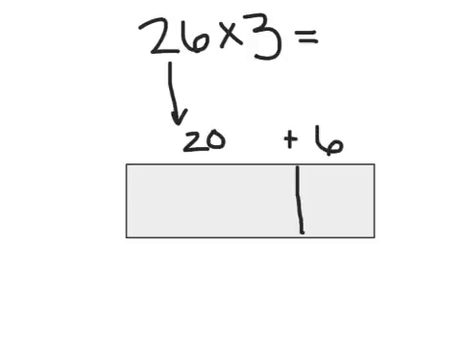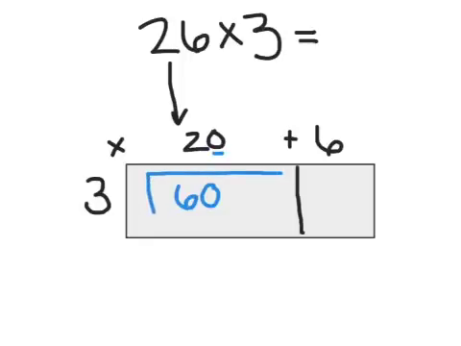Now, I over here have a 3. That 3 is going to go on the side. Then we're thinking about this like area, we're going to multiply. So I have 3 times 20. I know 3 times 2 is 6, but I still have a 0 left, so I need to add that 0 in. So 3 times 20 is 60. We're only looking at this square here first.